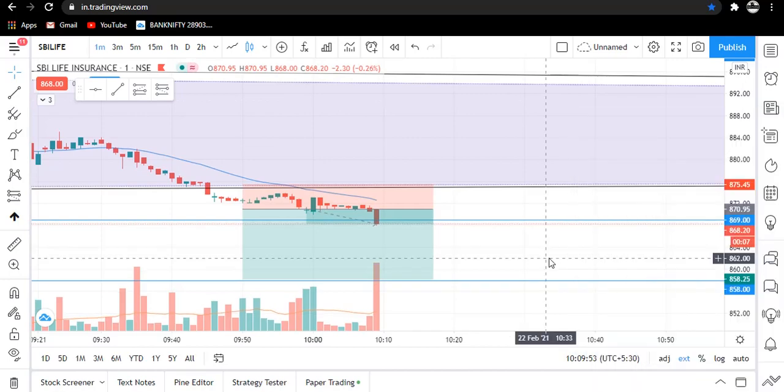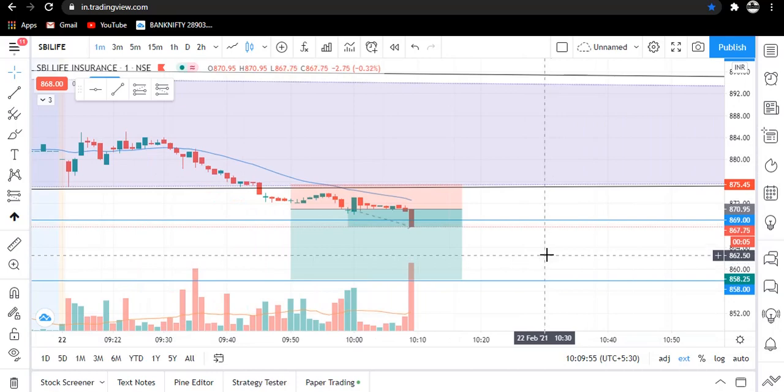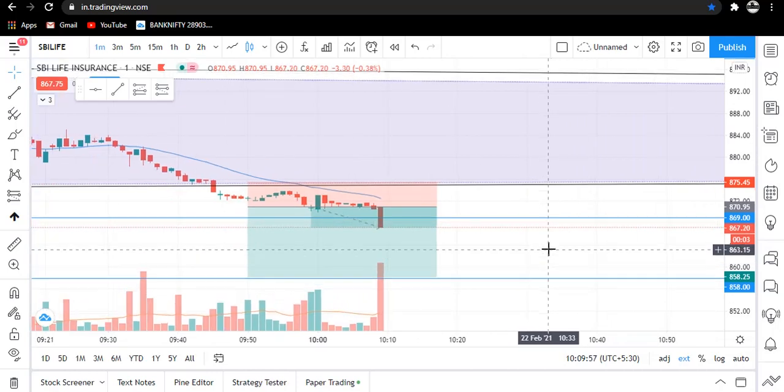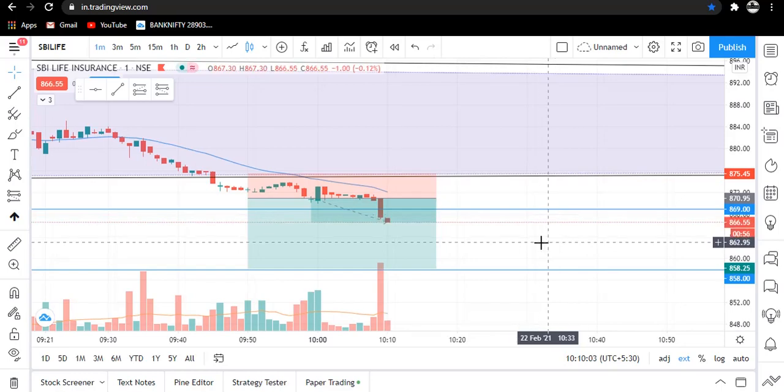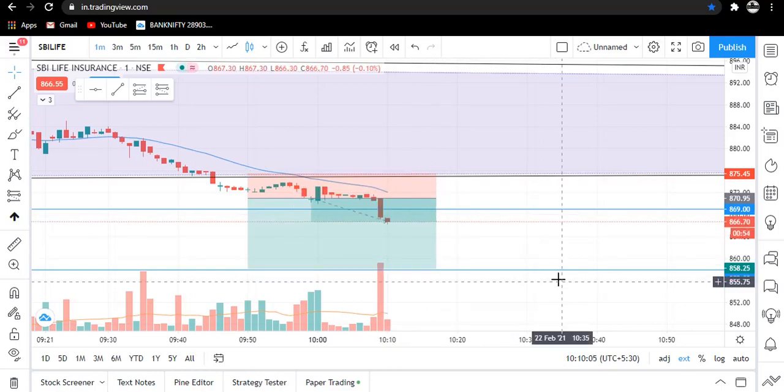So traders, coming on to today's trade, I have taken a trade in SBI Life on the selling side and I have shorted 11 quantities. You can see here, traders.